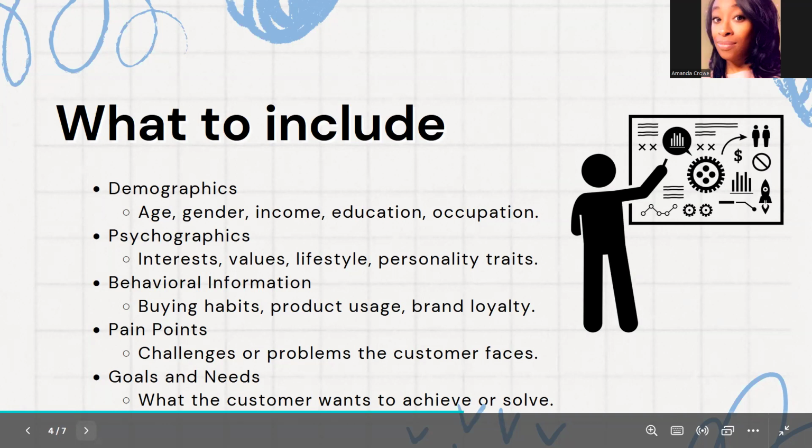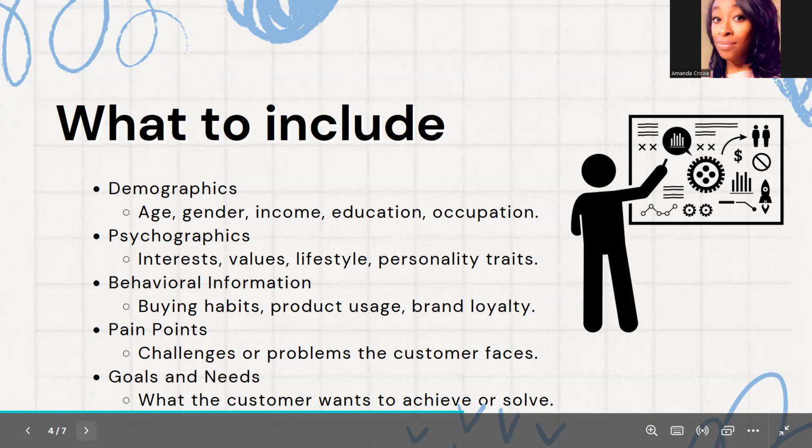Okay. Next, we have behavioral information, and these are buying habits. Buying habits not only includes what they buy, but when they buy and how much do they buy. Are they bulk purchasers? Should your product or service be located at a bulk warehouse like Sam's Club or Costco, or are they occasional purchasers? That falls under your buying habits. And then also product usage as well as brand loyalty. Do they tend to be loyal? Do they always go to Starbucks coffee, or does it matter what kind of coffee they get?